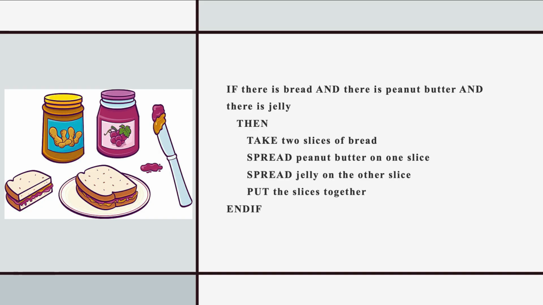In pseudocode, you might write something like this. If there is bread, and there is peanut butter, and there is jelly, then take 2 slices of bread, spread peanut butter on one slice, spread jelly on the other slice, put the slices together, and end if. So you're basically telling the computer, hey, if we have all that stuff, let's make a sandwich. And you use words like if, then, and end if to make it super clear what you are doing.